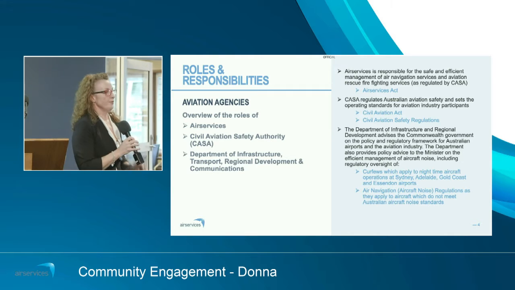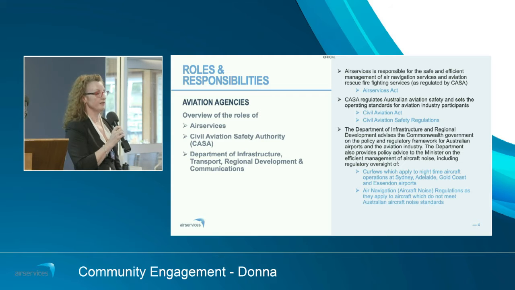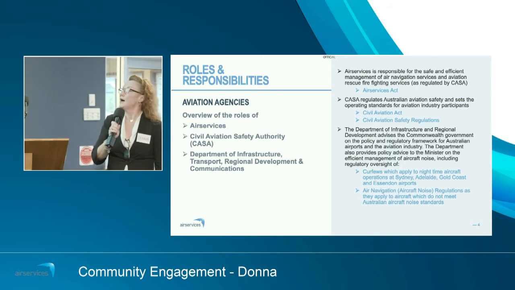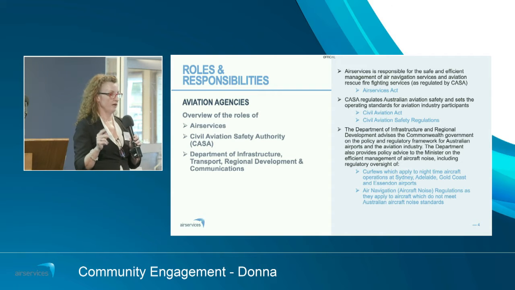This is just a brief slide on roles and responsibilities in aviation. It is incredibly complicated. I only started in aviation a year and a half ago, and I had no idea who did what. But just briefly, Airservices. We're an air navigation service provider. What that means is we're responsible for the flight paths, for designing them and ensuring the safe operation of those flight paths, and for the aviation fire rescue service, or the firefighting on the airport. They're our two core functions.